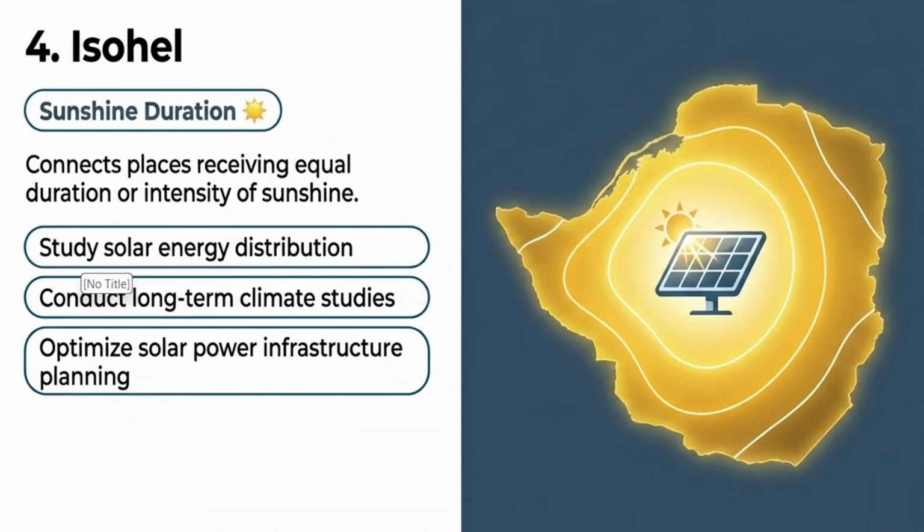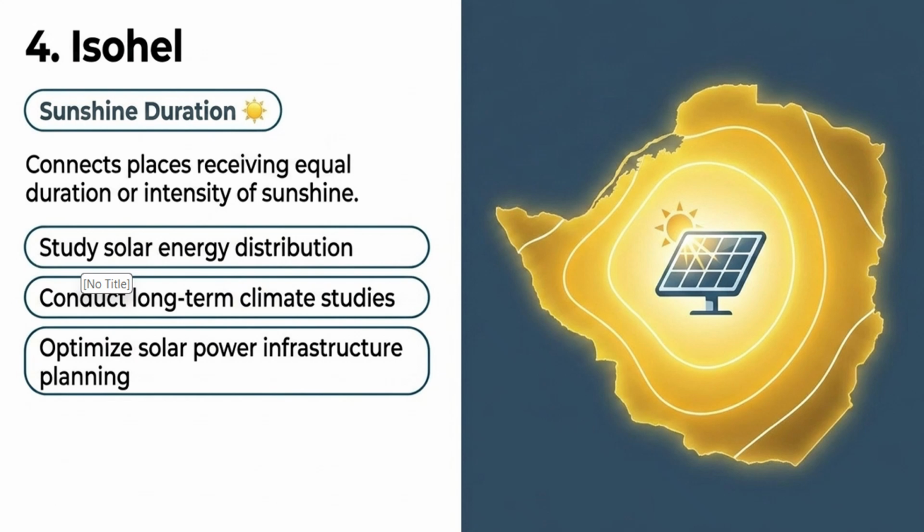Now let's learn another important isoline, that is isohel. An isohel is a line that connects places receiving the same duration or intensity of sunshine over a specific period. For example, if different places receive the same number of sunshine hours in a day or a year, they can be connected by an isohel.